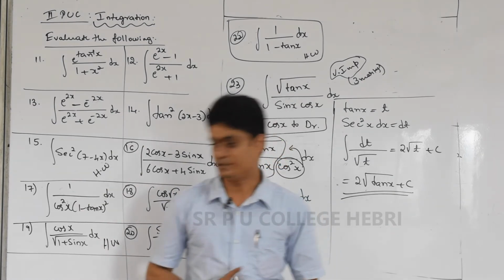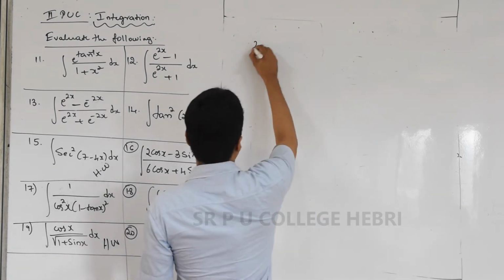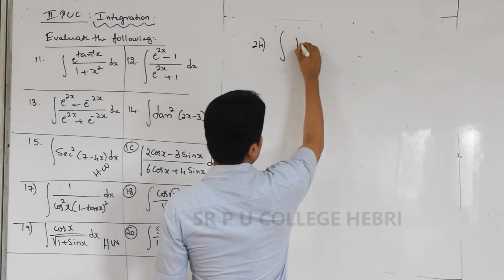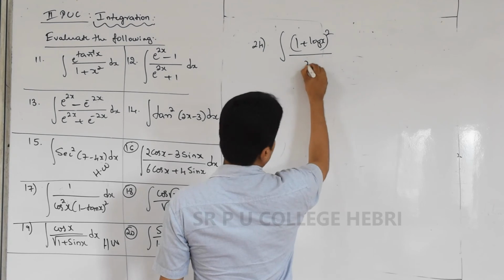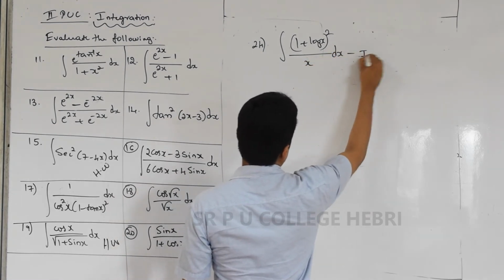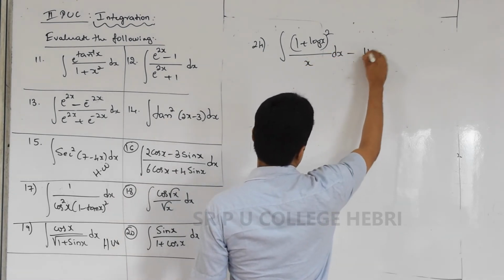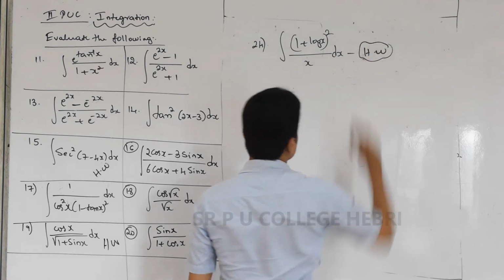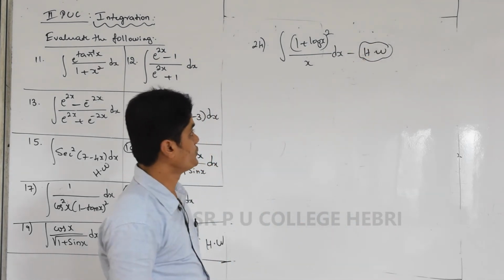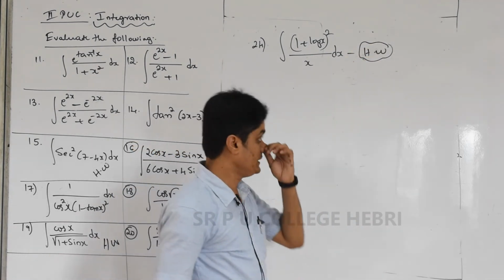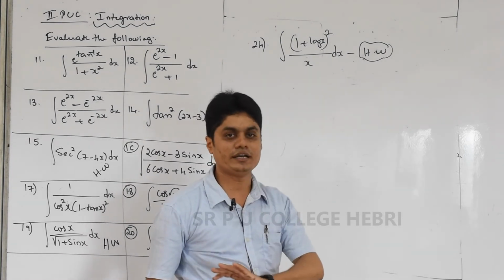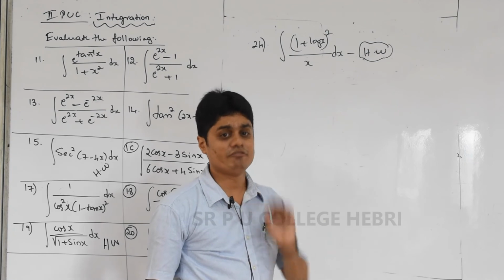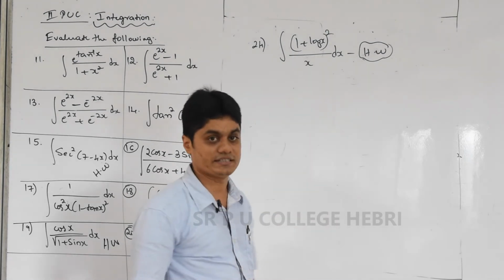Got it? So next question, integration of 24th is integration of (1 plus log x) whole square divided by x dx. This I think I can give you as a homework problem, because it is a very simple problem. So you are going to work it out as a homework problem. Here you are going to substitute 1 plus log x equal to t, then the remaining work will be very simple. So I am giving this question as a homework problem.